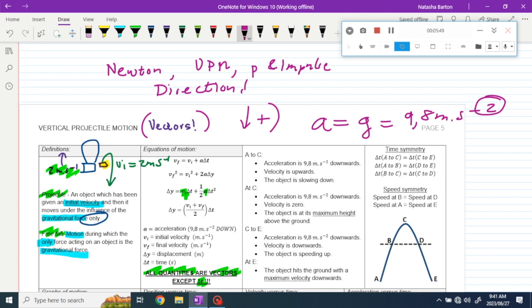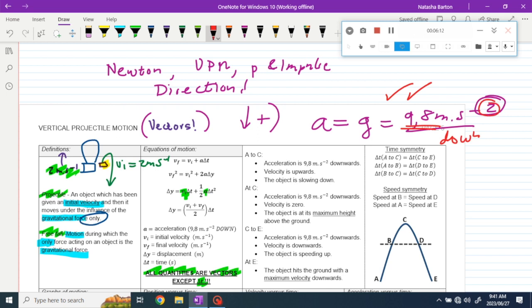The way they catch you guys out is they make it out of 2 marks, which makes you think you need to do a lot. Now I need to do a calculation. There must be something more to it. But it's actually just 1 mark for 9.8 meters per second squared and 1 mark for down. Alright, please be very, very, very careful.